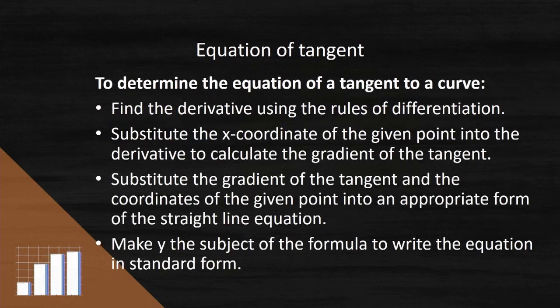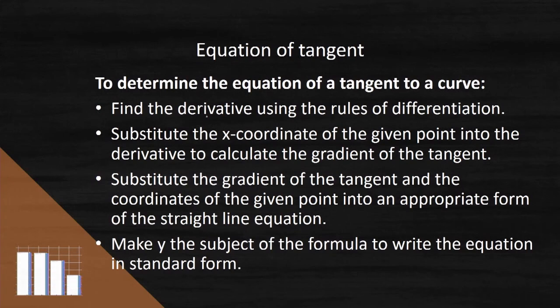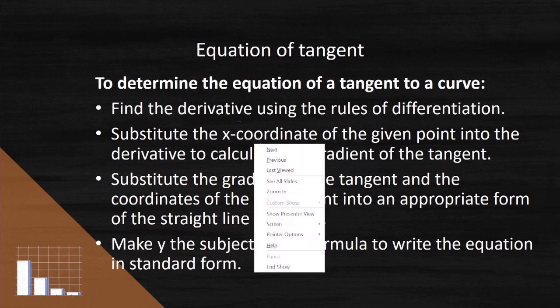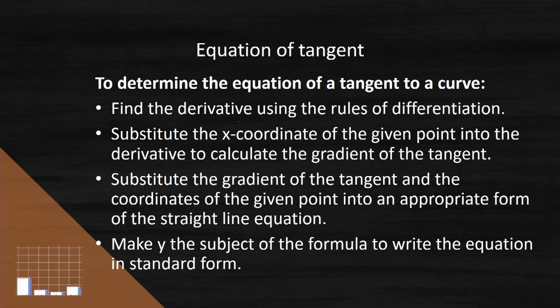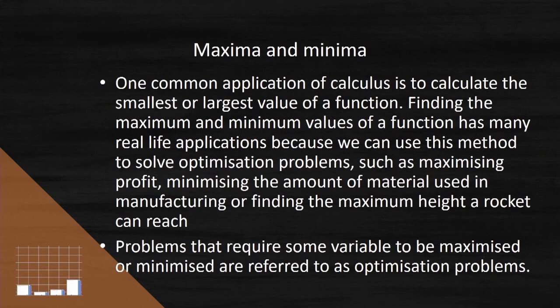All right. So let's quickly go over the equation of a tangent. To find the equation, we find the derivative using the rules for differentiation. Then we substitute the x coordinate of the given point into the derivative to calculate the gradient of the function. So that was f prime at x1. We're substituting the x value there into the derivative equation. We then substitute the gradient of the tangent and the coordinates of the given point into the y equals mx plus c formula, and then make y the subject of the formula and write the equation in standard form.